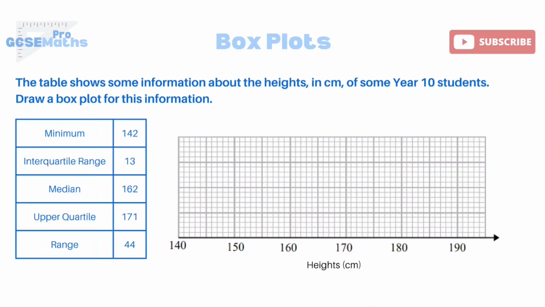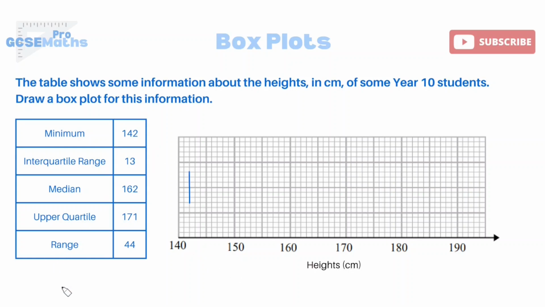So let's try another one. The table shows some information about the heights in centimetres of some year 10 students. Draw a box plot for this information. So again, we can look at the table. The first bit is the minimum, so that's quite easy to look at. In this case, the scale is easy because we've got 10 squares, which is 10, in this case, centimetres. So every square is just 1 centimetre, isn't it? So that's fine. So 42 is obviously 2 squares along, so that's my minimum.